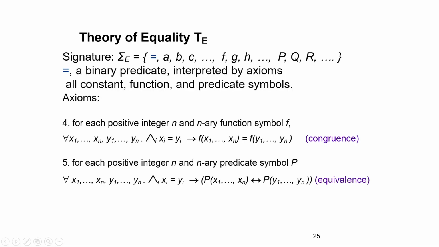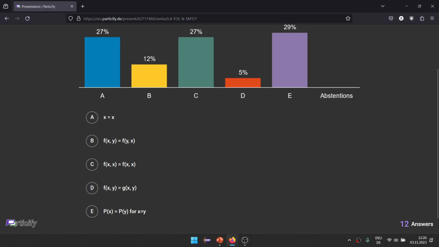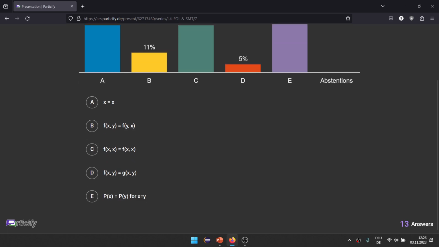False, because the congruence requires that it's the same f, right? It's the same function. So we don't know how g and f are related, so we don't know. There might be models where this is true, but then it's not determined by the theory. Then it would be determined by the model.